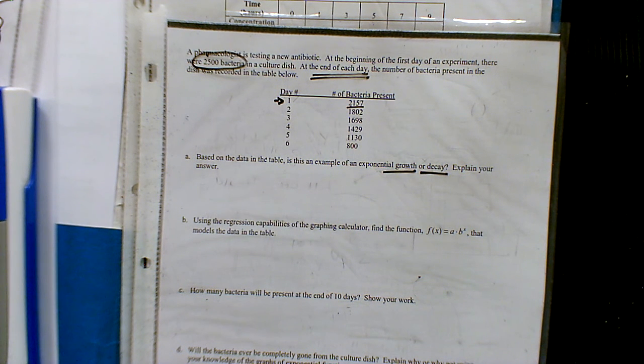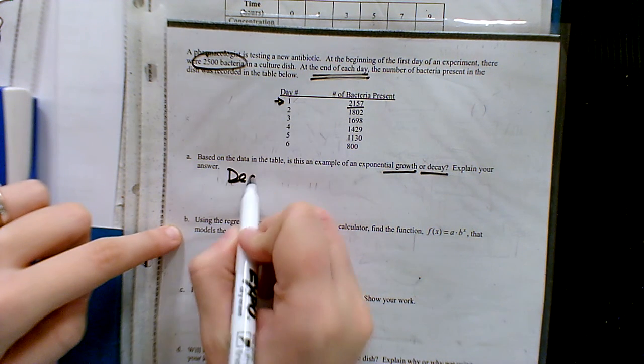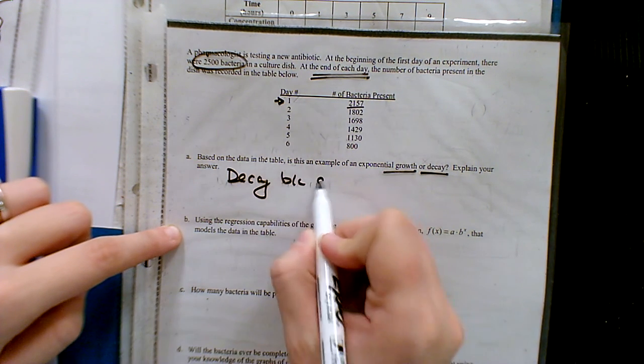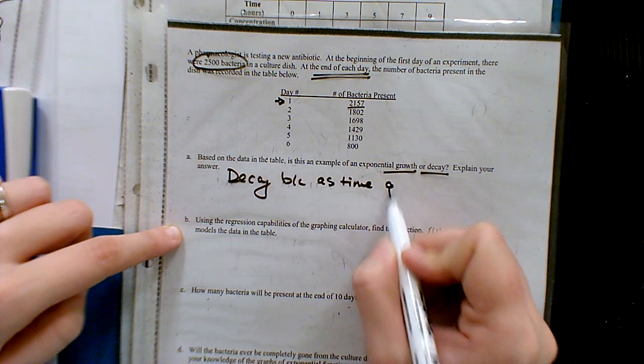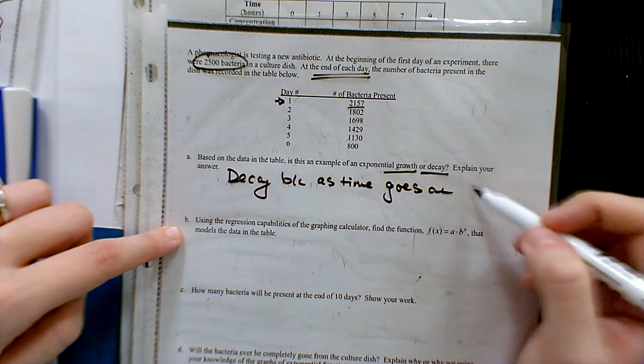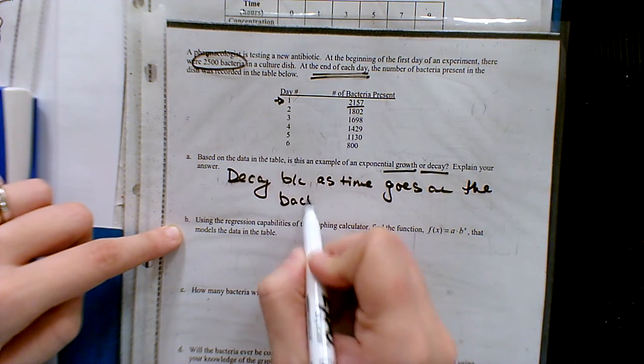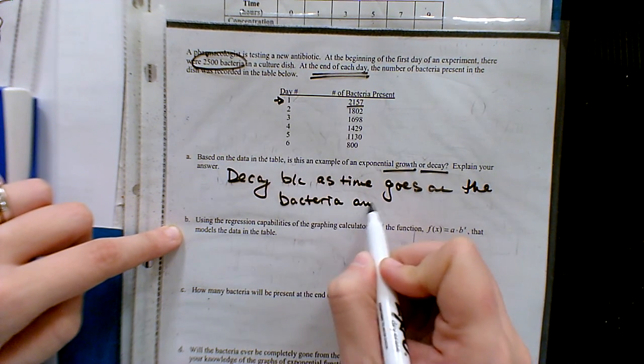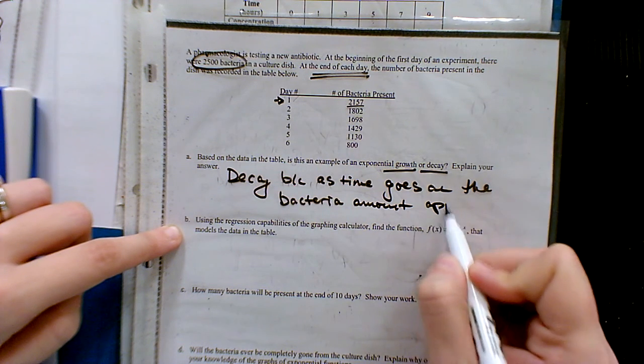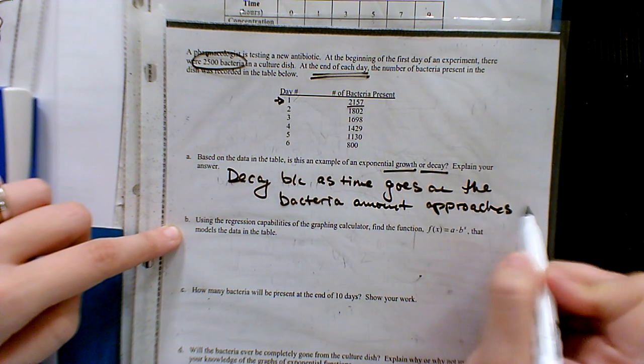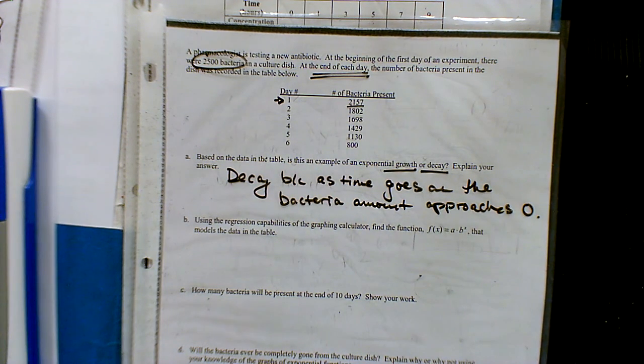Approaching an asymptote. Can we think about what that asymptote may be? 0. The bacteria is getting less and less and less. So we are approaching that extinction value of 0. So we'll say decay, because as time goes on, the bacteria amount approaches 0, that horizontal asymptote value.